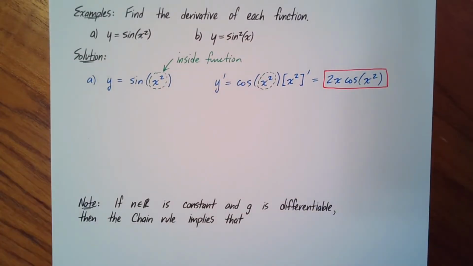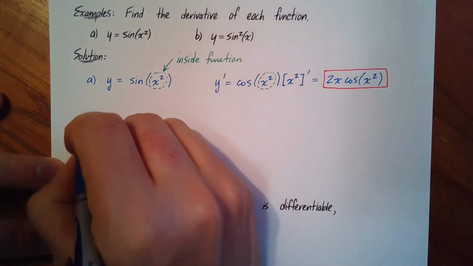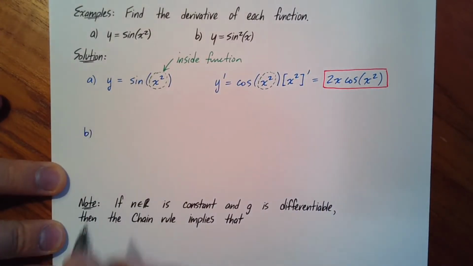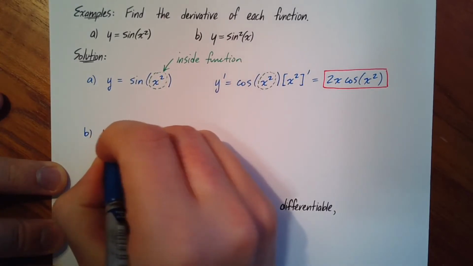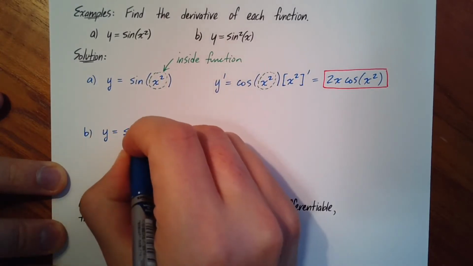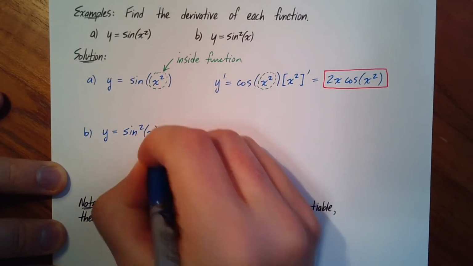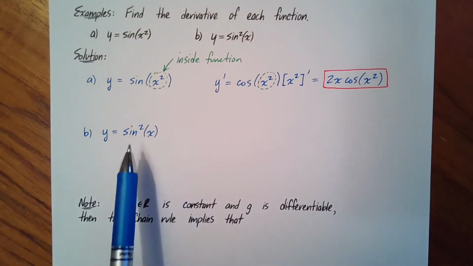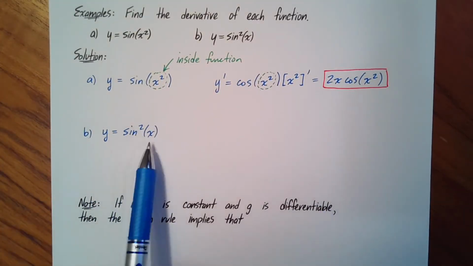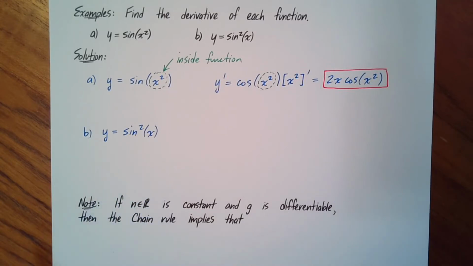All right, well, let's try it again for part B. Then we can just use the same approach. So for part B, I'm going to do the same thing. I'm just going to write out the function we've got: y is equal to sine squared of x. This is the standard way to write sine squared of x, but really what it means is sine of x all squared.